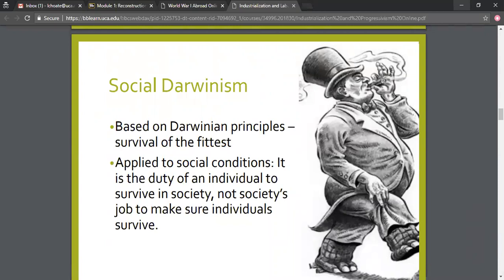If we want to put it more technically, more formally, then we would say it is the duty of the individual to survive in society, not society's job to make sure that individuals survive. So if somebody was struggling, like a factory worker, couldn't make ends meet, couldn't pay their bills, couldn't find a job, couldn't do any number of things, then society's mindset at the time was very much that, well, they obviously weren't meant to survive. They weren't working hard enough.